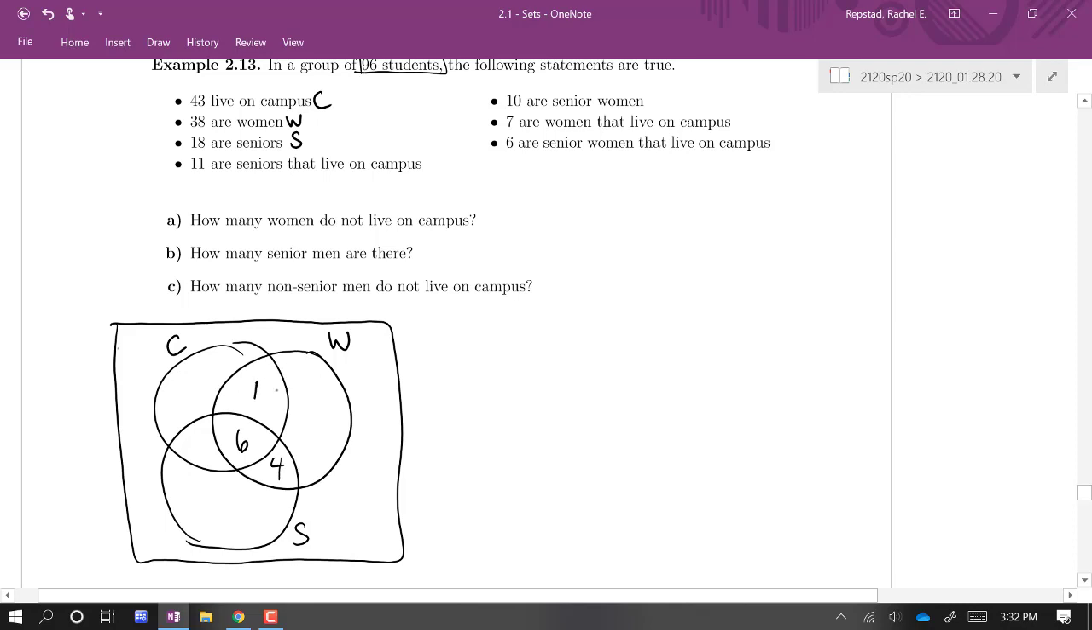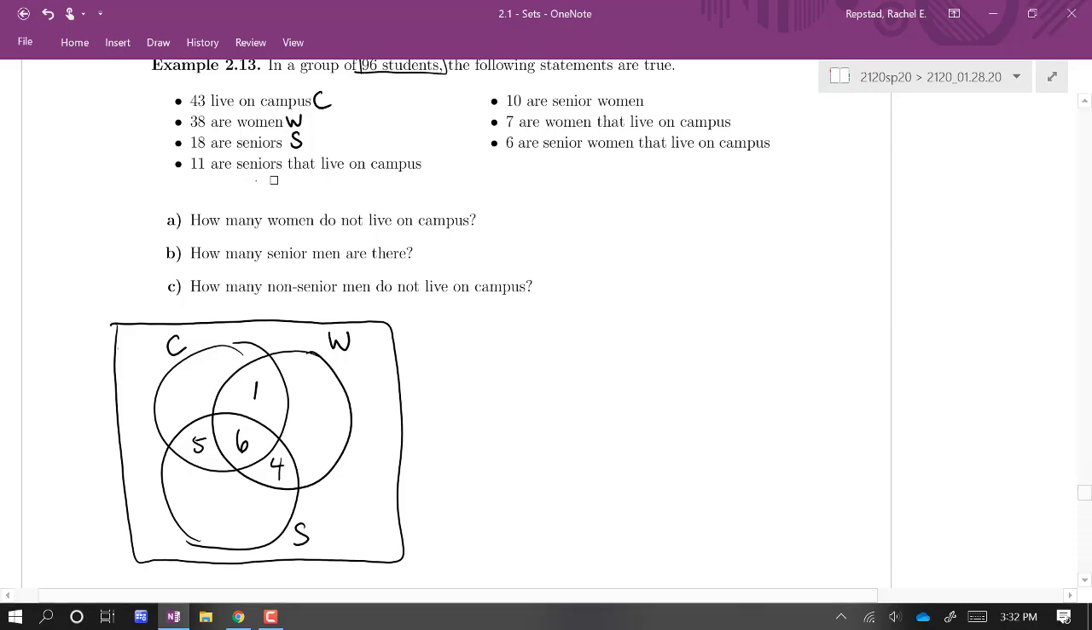1, because we've already counted 6 of those. And seniors that live on campus. 1. Yeah, 5. Why 5? Because 11 seniors live on campus. Yeah, and we've counted 6 of them. Does that make sense? I was looking at the wrong thing. I was looking at 10 are senior women. Oh, if there's 11 on campus and 10 of them are women, then, right, yeah.